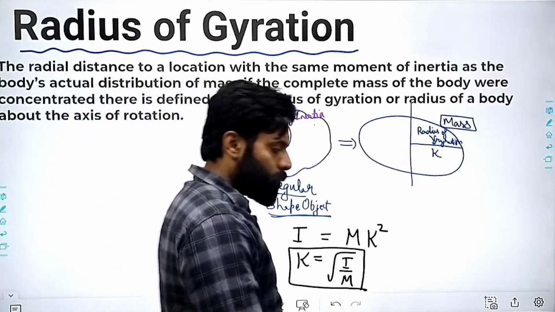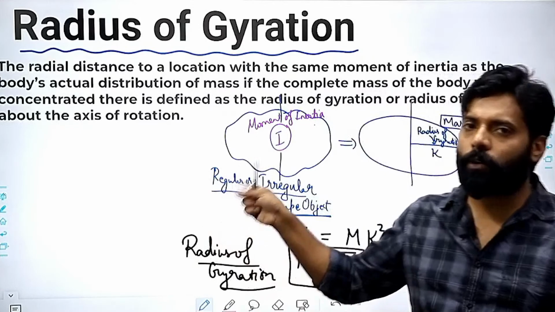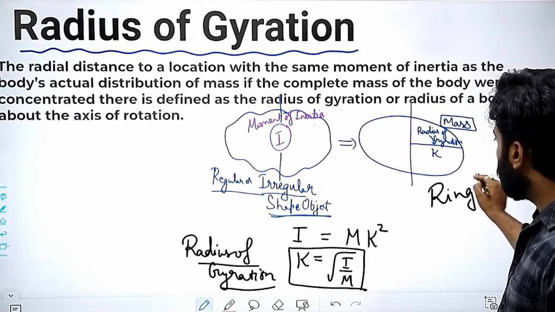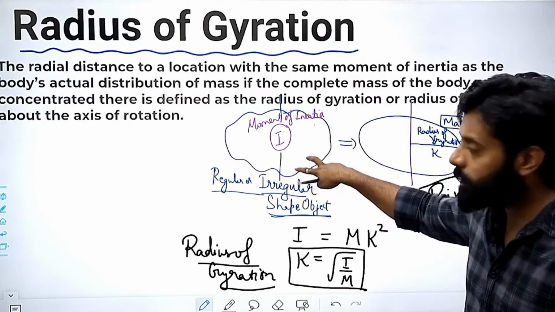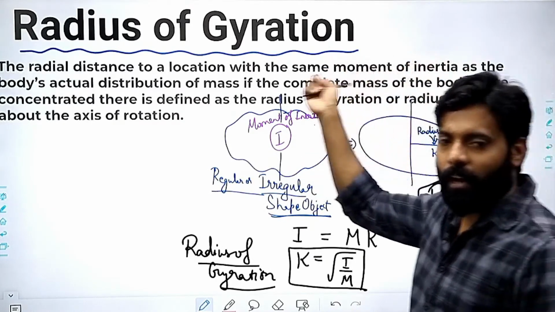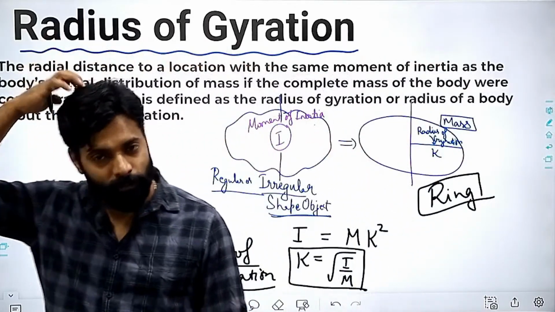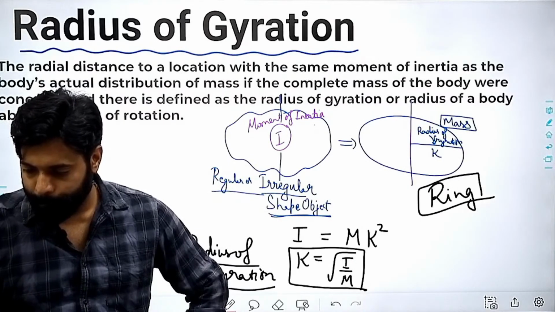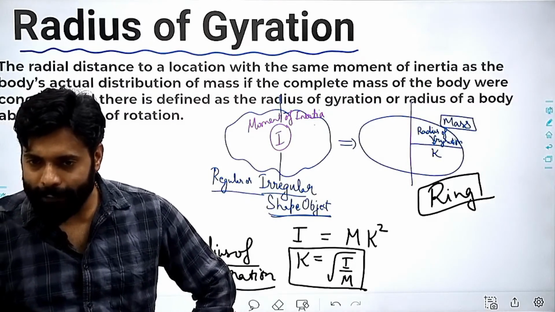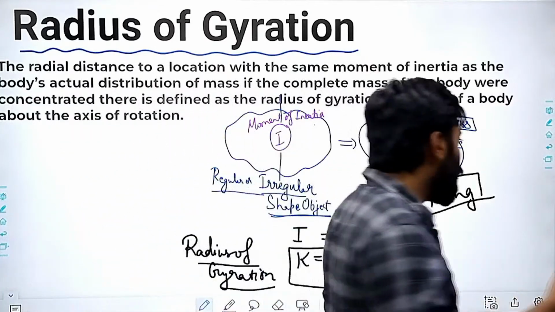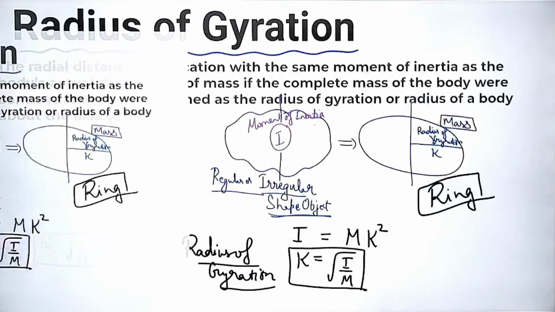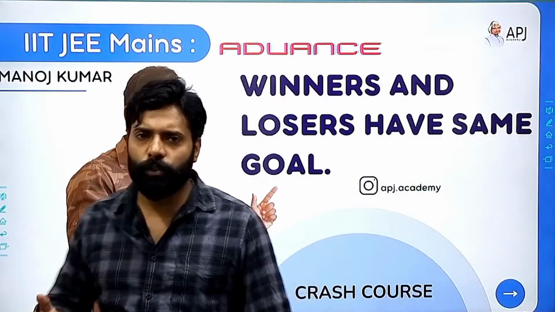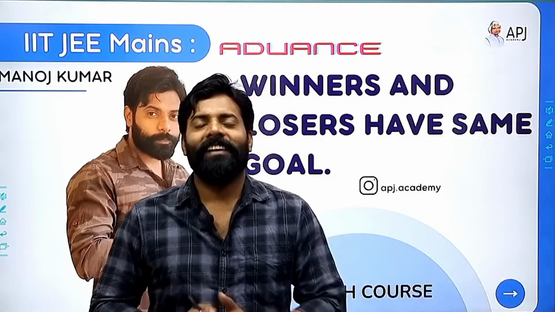Basically, it's a comparison of any irregular or regular shape with the ring, and we are distributing this mass around the ring. I hope that this is clear to you, right? So let's move on. If this is fine, even if I don't distribute the mass, the radius of gyration will be the same, right?